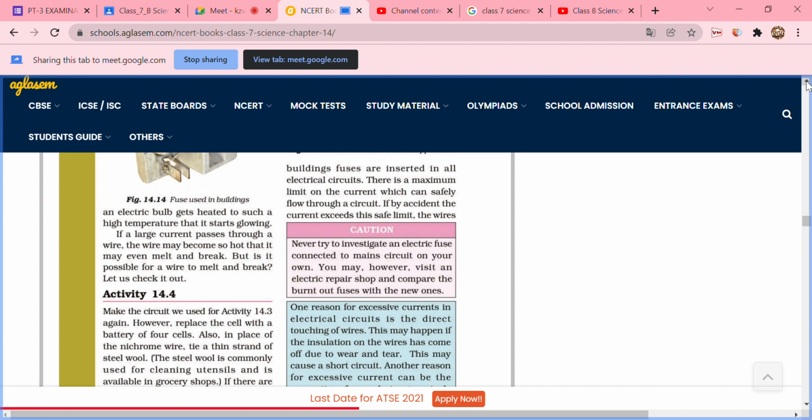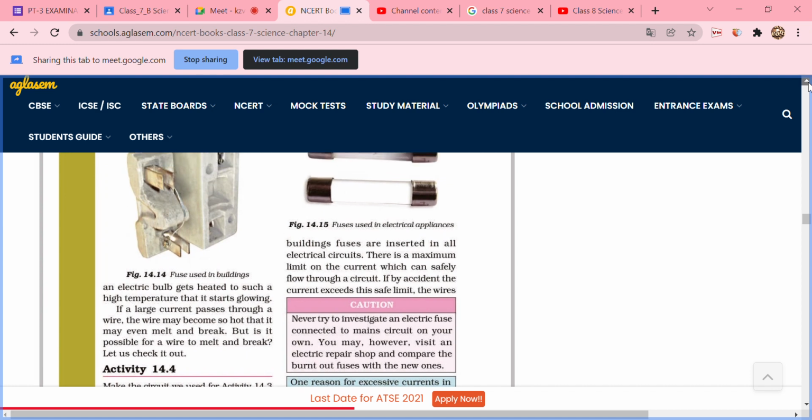If it breaks, it will break the circuit. If it breaks the circuit inside, the electricity will not go inside. As a result, what will happen? The electrical items, or the appliances, all the wiring, will be saved. So that is why we use a fuse. This is the working principle, or the function, of the fuse.